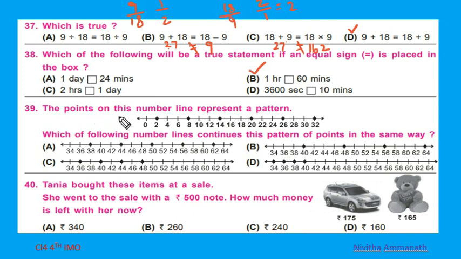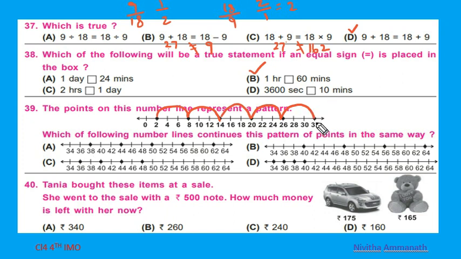39. The points on this number line represent a pattern. What is the pattern? 2 plus 6 equal to 8. 8 plus 6 equal to 14. 14 plus 6 equal to 20. 20 plus 6 equal to 26. 26 plus 6 equal to 32. So it is the addition of 6.